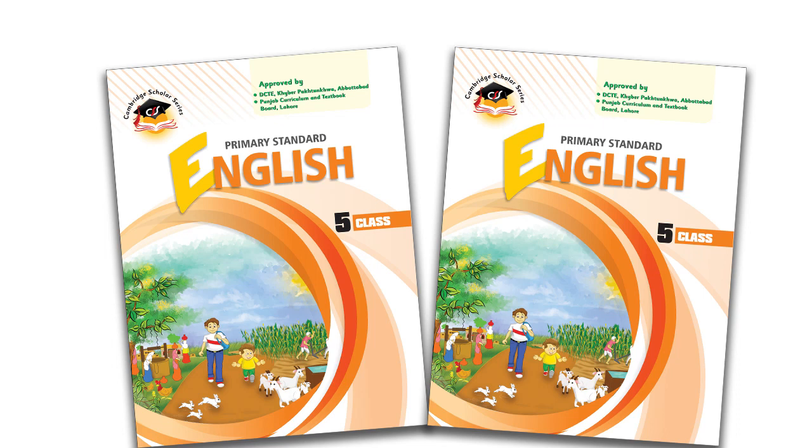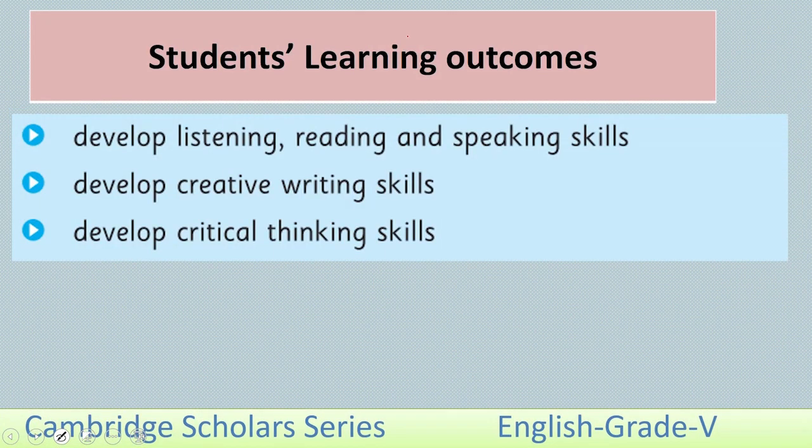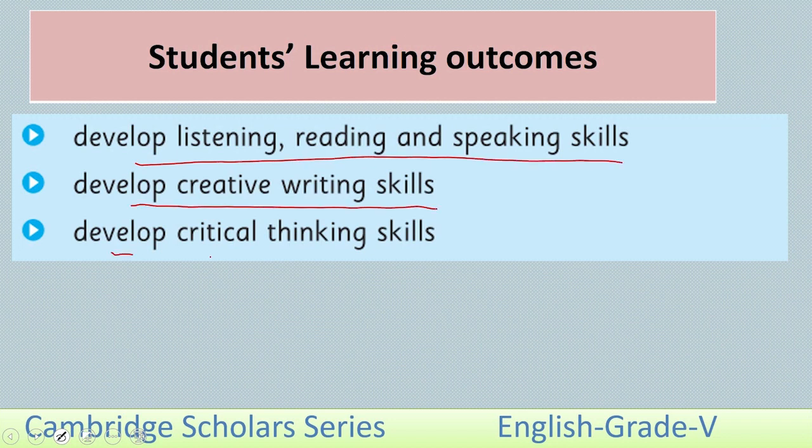Before starting the lesson, dear student, you must have your class 5 English textbook with you. We will start our lesson from Unit 2, The Greatest Reformer. The SLOs of this lesson are to develop listening, reading and speaking skills, develop creative writing skills and develop critical thinking skills.